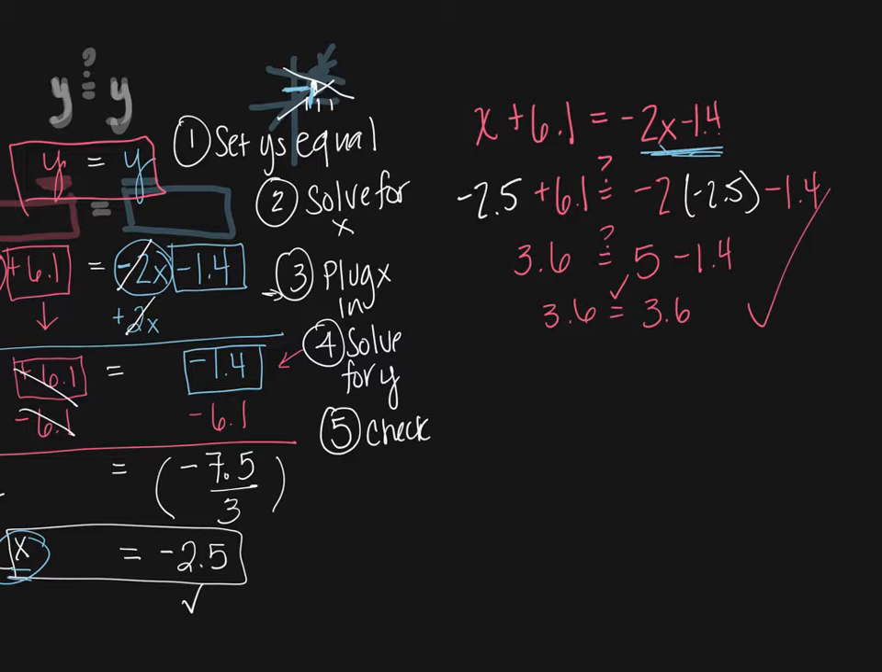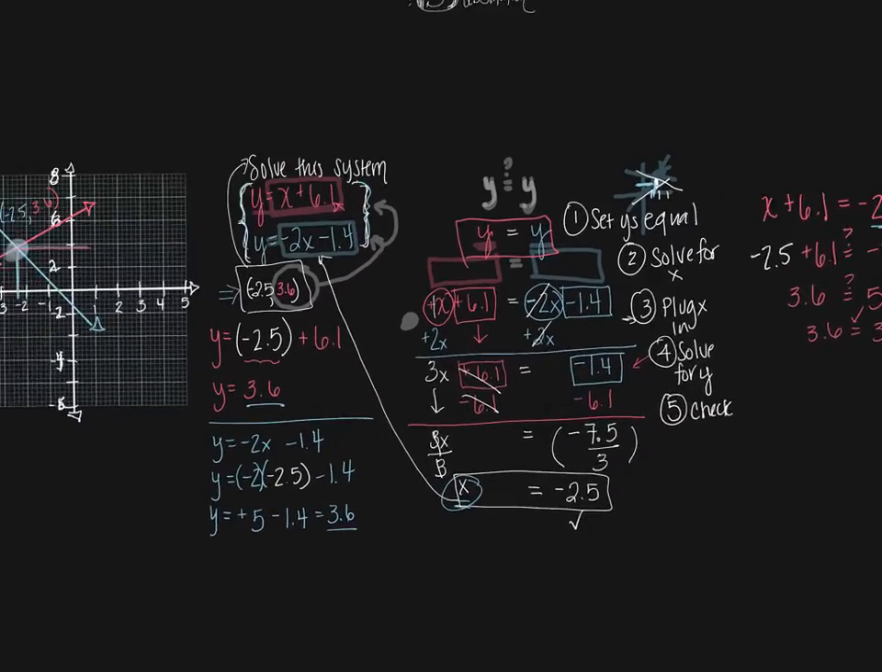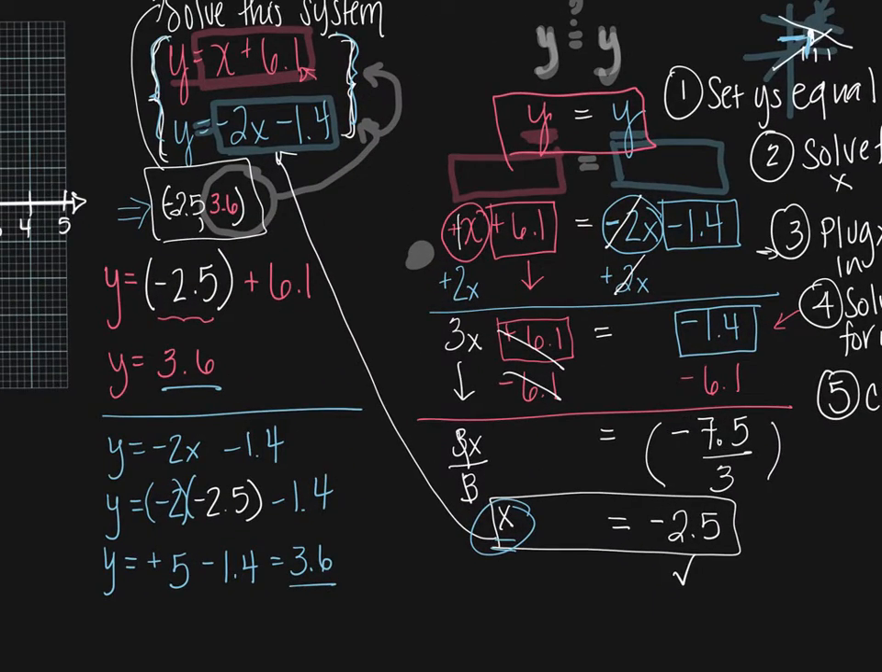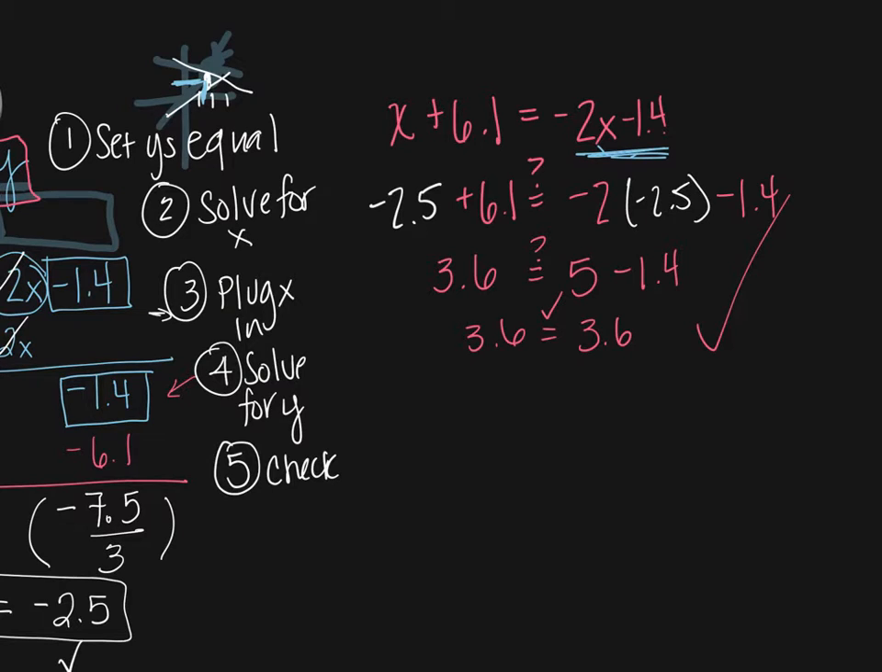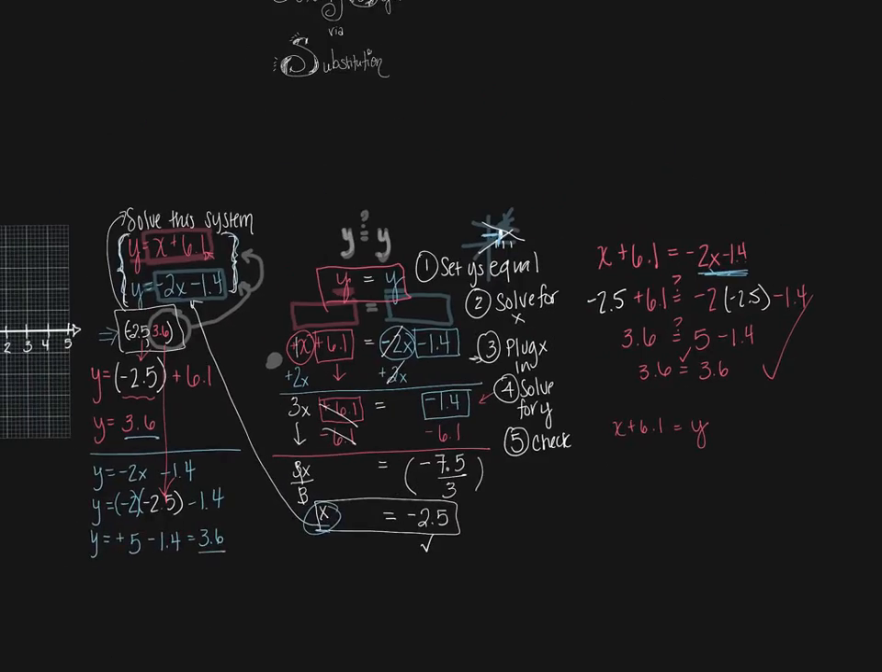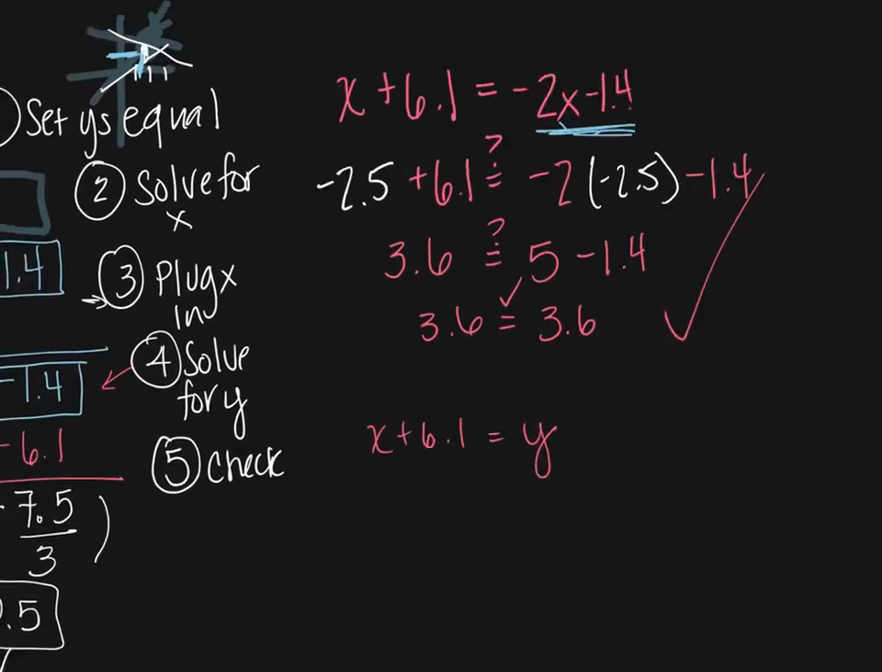Woohoo! Now I want to make sure that my y matches. Well, we've already kind of done that because I've plugged my x into both of these, and it is true. The other way you can check is to go back to x plus 6.1, and this equals y, right? Okay, well, I'm going to check my y by plugging in one of my variables here. Let's do 3.6.